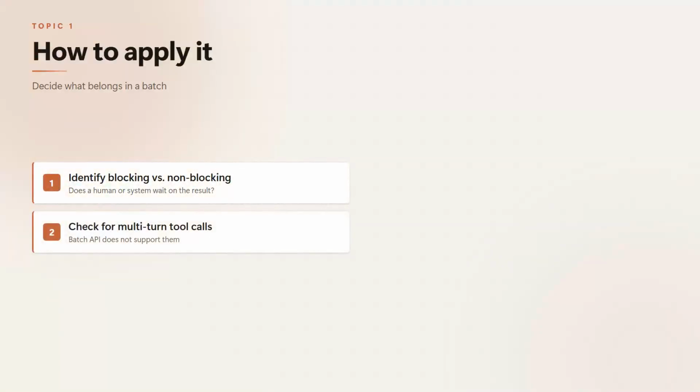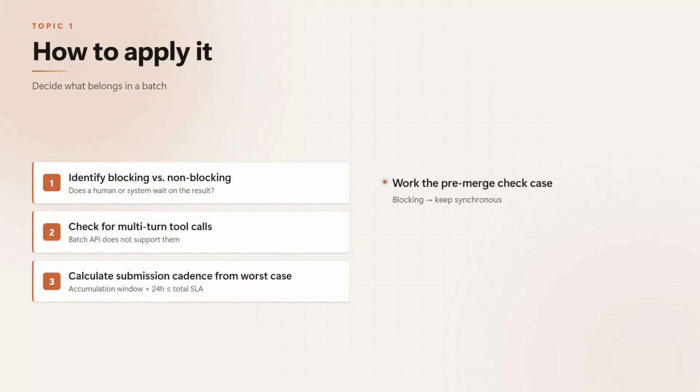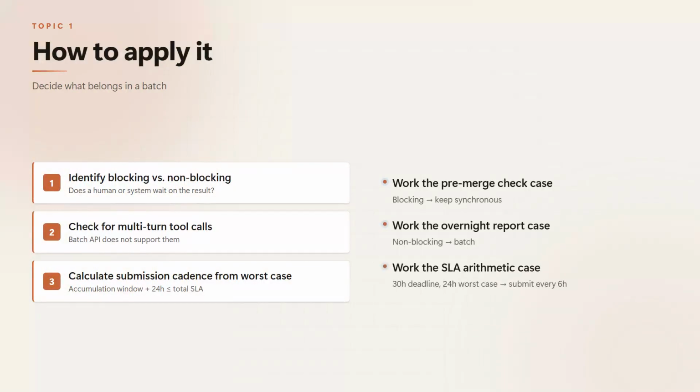Let's work the pre-merge check case. A developer pushes code and waits for the check to pass before merging. That's a blocking workflow, a human is stalled. The batch API offers no latency SLA, so the check could take minutes or hours. The alternative of batching it with a timeout fallback to real-time is rejected because it's complicated, and the exam prefers the proportionate fix.